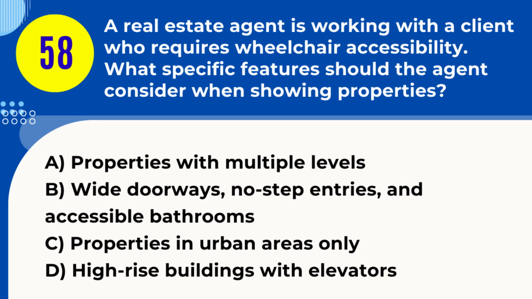Question 58. A real estate agent is working with a client who requires wheelchair accessibility. What specific features should the agent consider when showing properties? A. Properties with multiple levels. B. Wide doorways, no step entries, and accessible bathrooms. C. Properties in urban areas only. D. High-rise buildings with elevators.